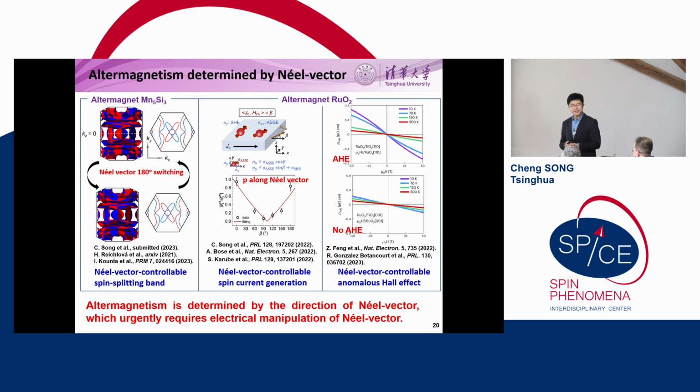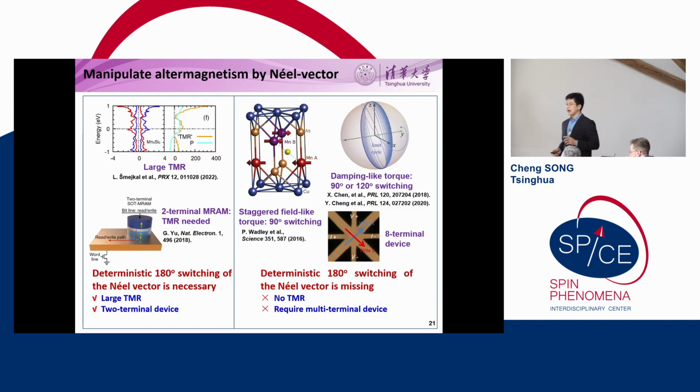For the last several minutes, I will report our quite new results on altermagnetism, the electrical switching of the Néel vector. First, in the altermagnetic material, the Néel vector is very important. That means electrical manipulation of the Néel vector is quite critical in this community. On the second slide, I show why we want to switch 180 degrees.